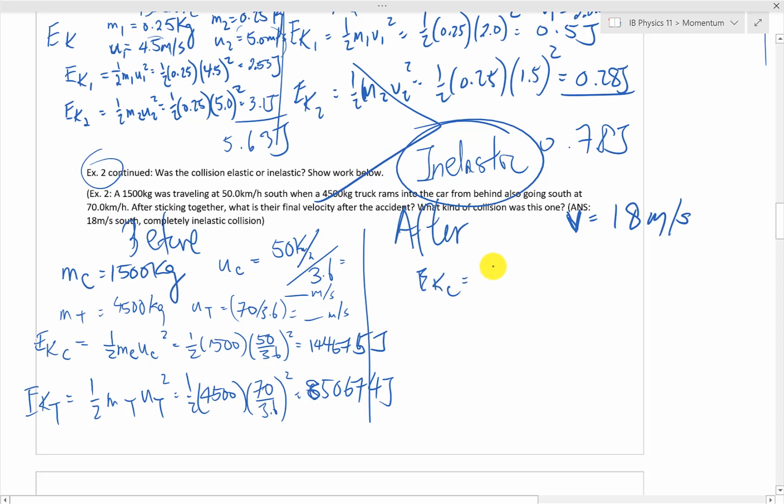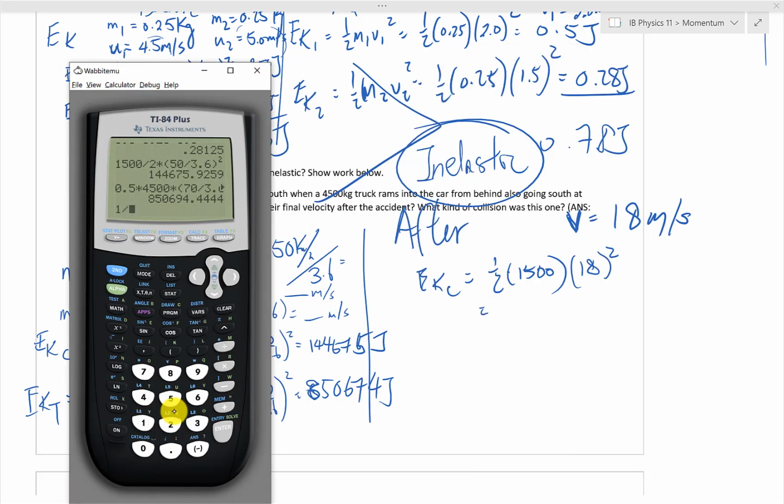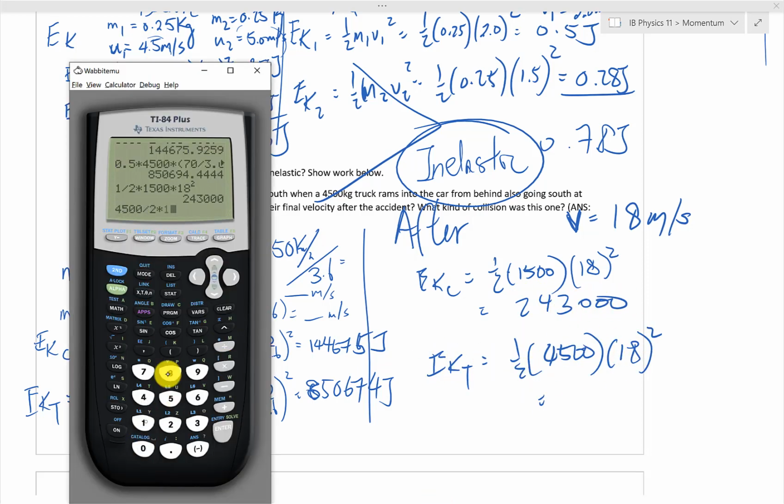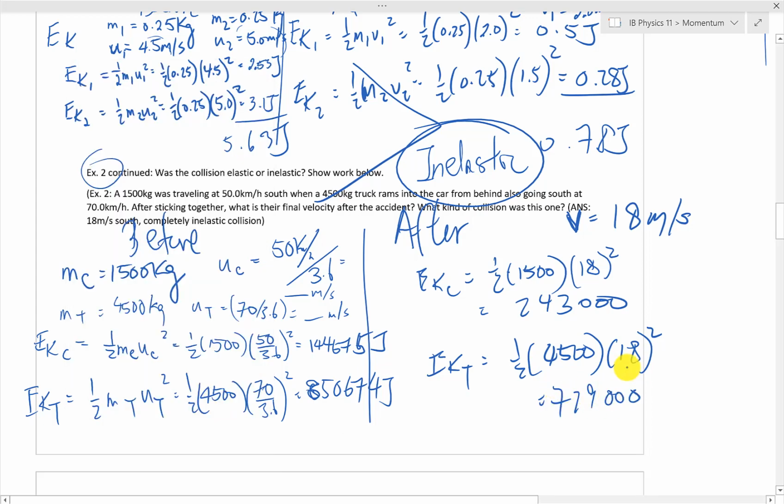Now we're going to calculate the kinetic energy after the collision, and both of them have the same velocity since they are traveling together. They're stuck together at 18 meters per second. I put these values into our kinetic energy equation for the car and the truck. We add these values together.